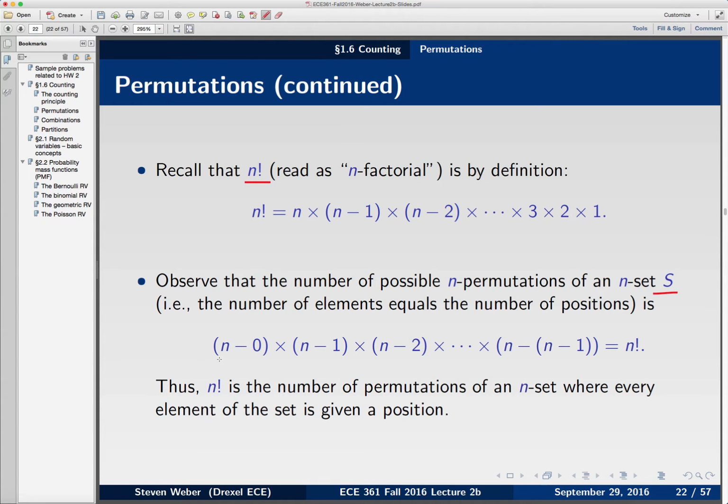Why? Using the same argument as before, we have n options for the first position, n minus 1 options for the second position, all the way down until we get to n minus n plus 1, which is of course 1. Multiply these all together, and this is n factorial. So, n factorial is the number of permutations of an n-set where every element of the set is given a position.